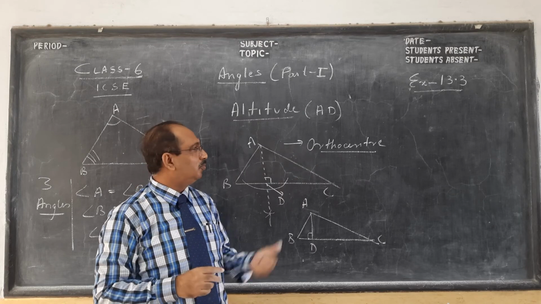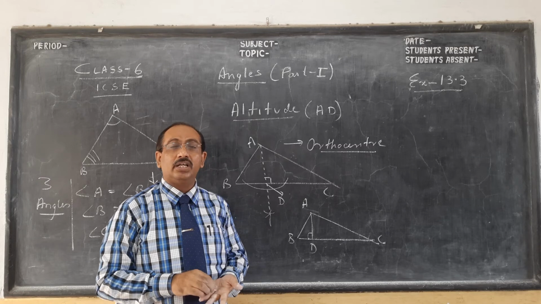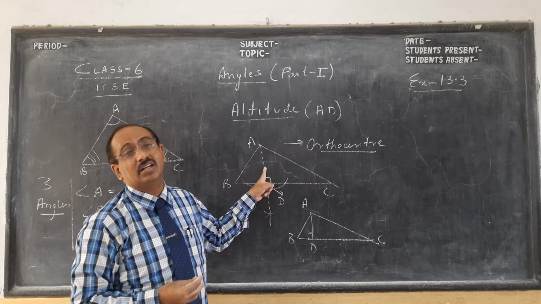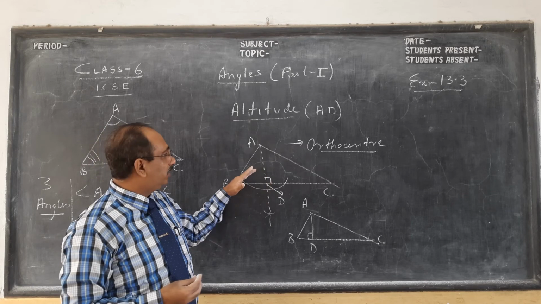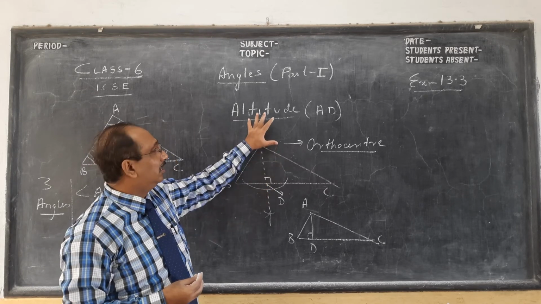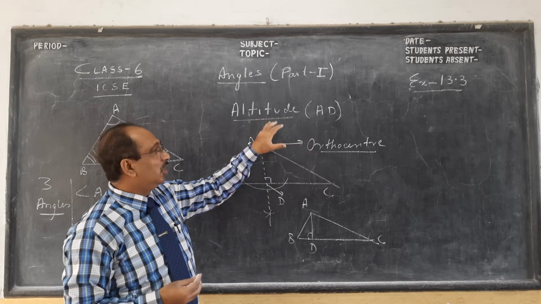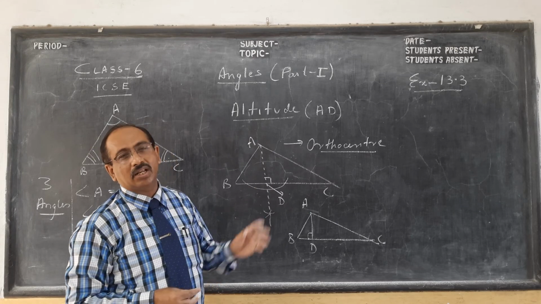Before I end, there are 2 more things. Class 9, I think I have made a video. If not, I'll make it. There you will see incenter and circumcenter, 2 very important concepts related to this. When you take the angle bisector, you get the incenter. When you take the perpendicular bisector, you get the circumcenter. Then this concept of triangle is complete.